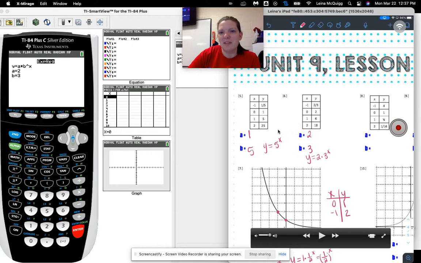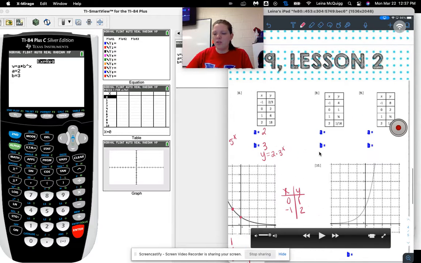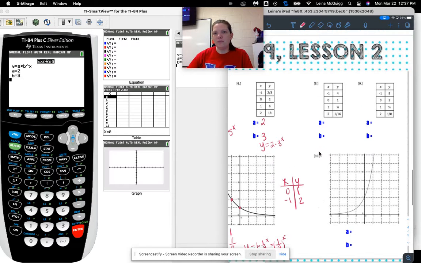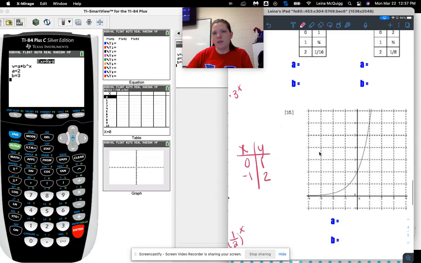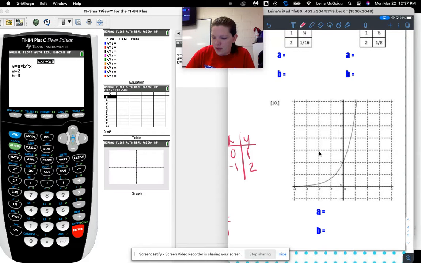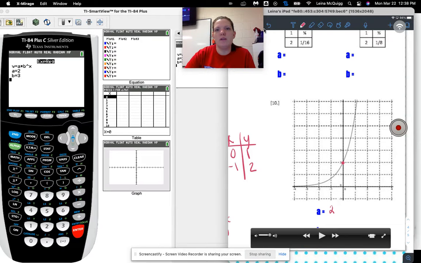All right, so my first equation would have been y equals 5 to the power of x. My second equation here is y equals 2 times 3 to the power of x, okay? So I'm going to leave those other two for y'all to do. I want to point out one thing really quick here on my graph number 10. My y-intercept here is at 2. So don't always assume that your y-intercept is 1, okay? My y-intercept is 2. Then you could create your table, do exponential regression, okay?